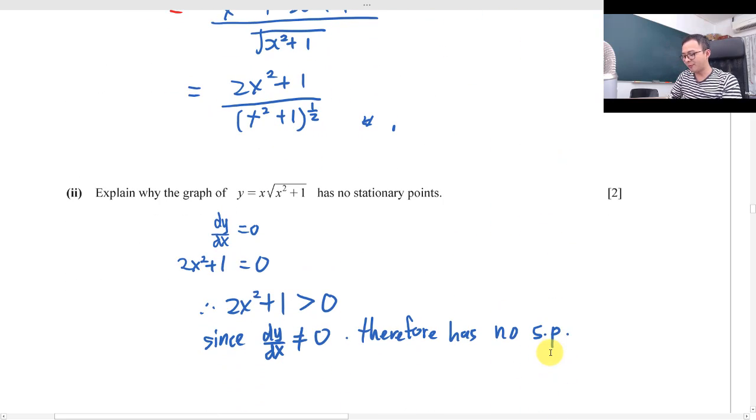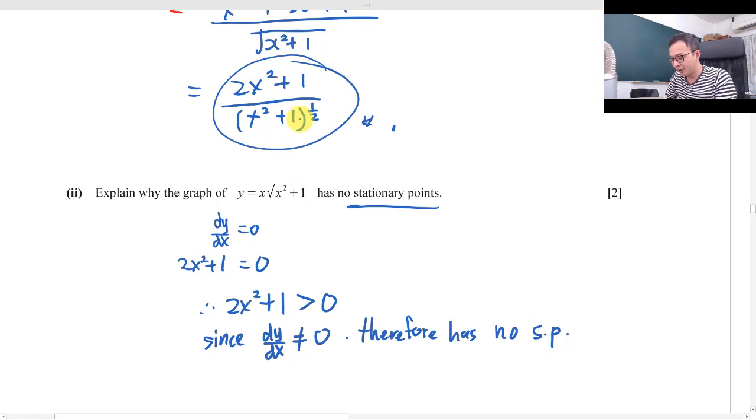So basically what I'm doing here is I make the dy dx equal to 0, because we know for a stationary point we will need to make the dy dx equal to 0. So when dy dx equals 0, we have the dy dx above here. I copy the whole thing equal to 0, and then the denominator I will just move to the other side, multiply 0, you will get 0. After that, if I move my x squared plus 1 power half to the other side, I get 0. Then I'm left with 2x squared plus 1 equal to 0.